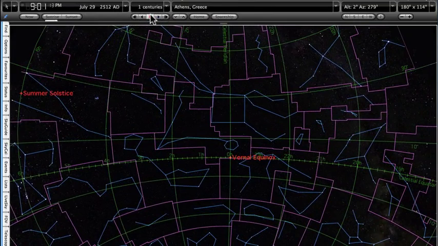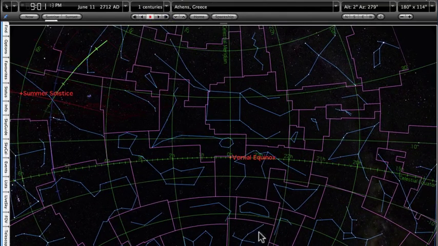and as you move time forward, you will see that on or about 2600 AD, the vernal equinox leaves the constellation of Pisces and enters the constellation of Aquarius. That means we are currently living in what is called the age of Pisces, and as of 2600 and some, we will be in the age of Aquarius.